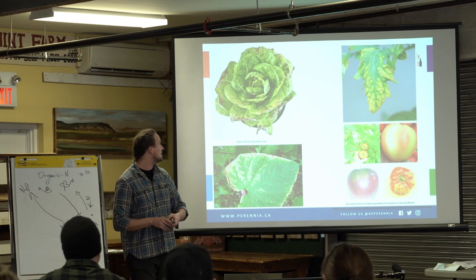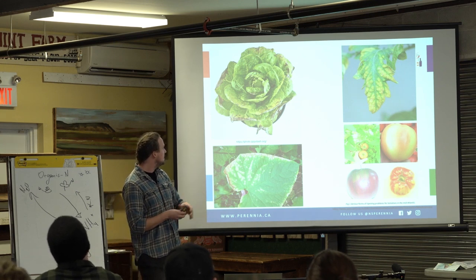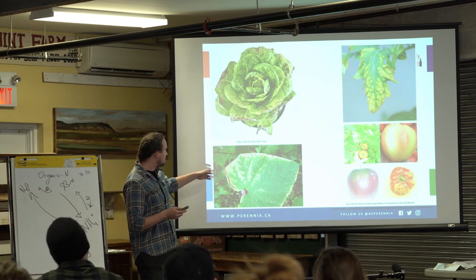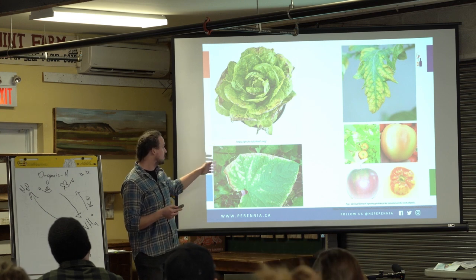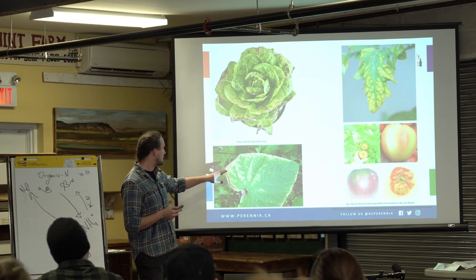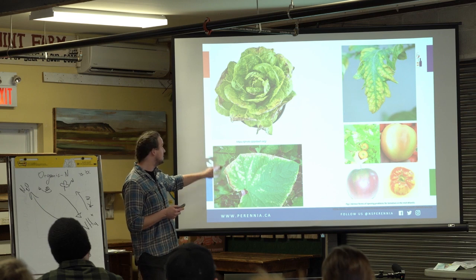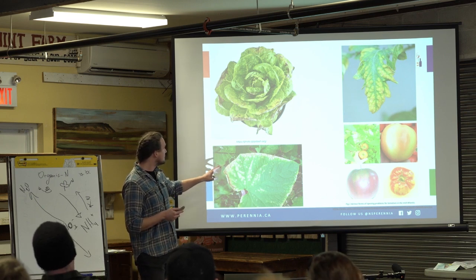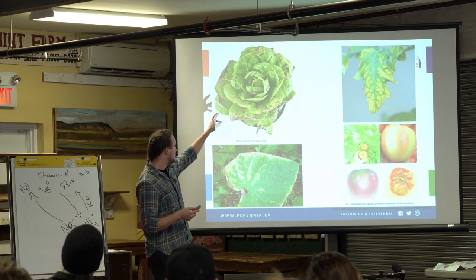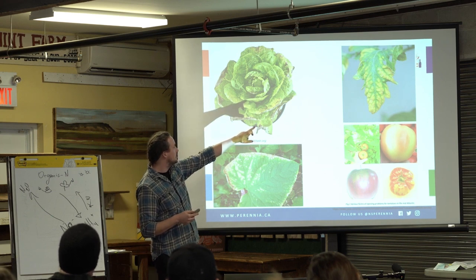Okay, so this is what a potassium deficiency looks like generally. You'll see it on the margins of the leaf. So you'll get chlorosis to necrosis on the margins of your leaf. You'll also get a kind of shotgun pattern through the leaf itself with chlorosis. So I have lettuce, a cucumber down here, tomato up on the top right.